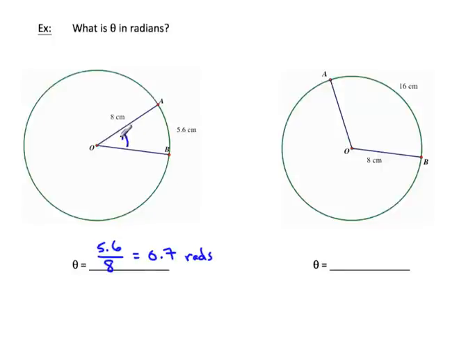So this angle here is 0.7 radians. Doing the same thing on this example, here we're given a circle of radius 8 centimeters again, but this time the arc is 16 centimeters. So figuring out how many radius lengths go in that arc of 16 centimeters is simply dividing 16 by 8, A divided by R, and that's going to give us 2 radians. And again, we don't need to write anything after the 2 because radians are dimensionless.